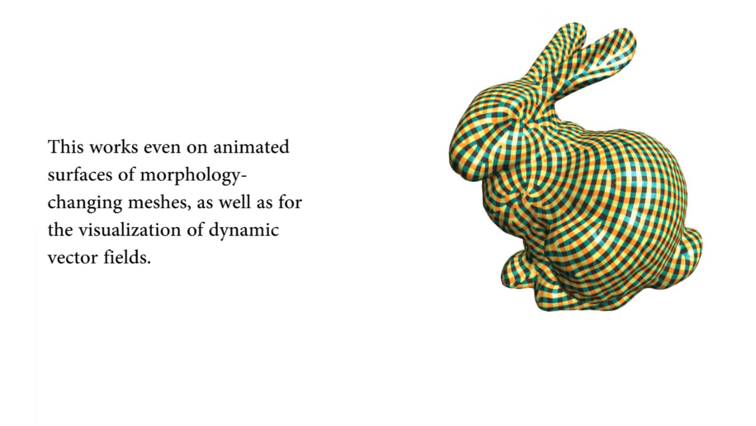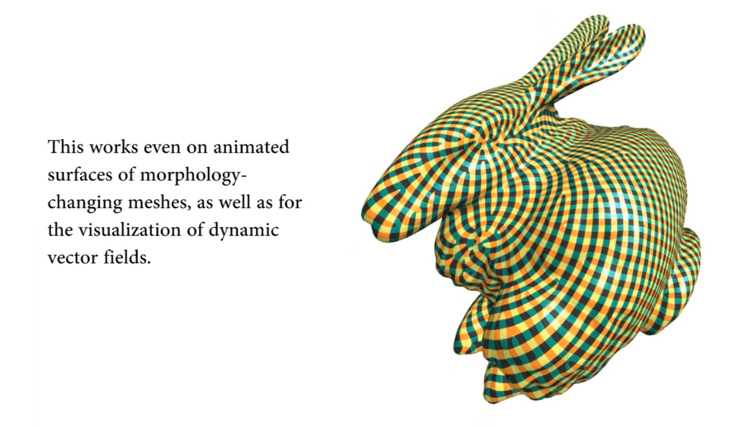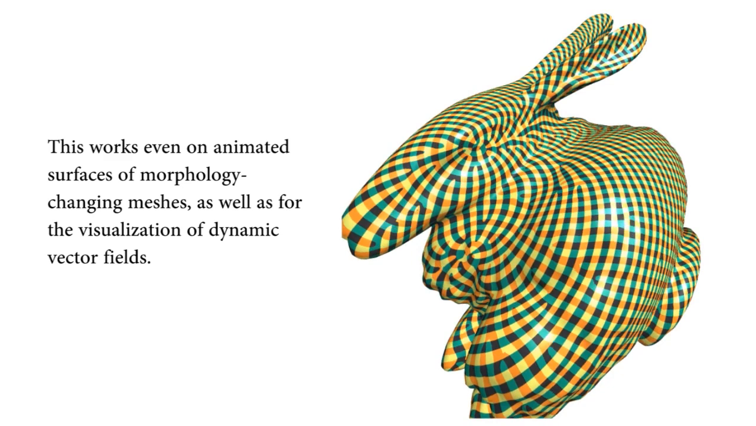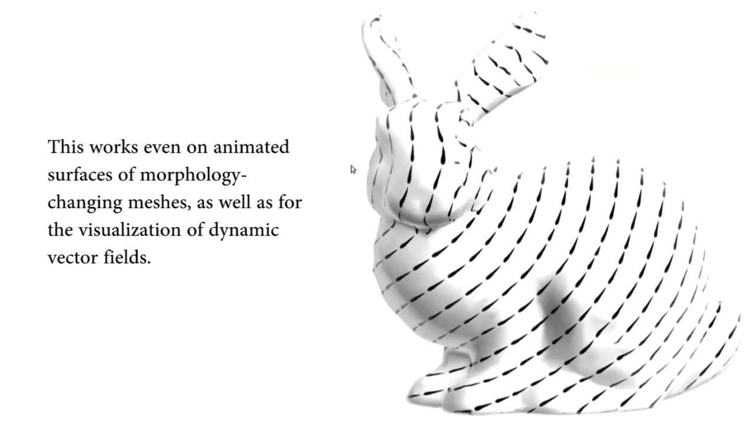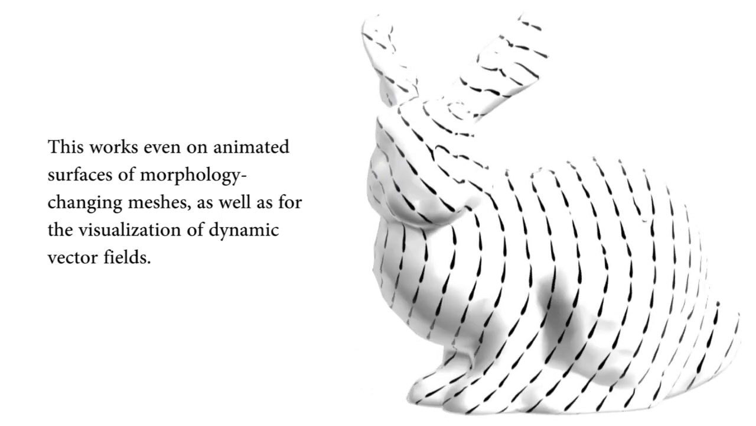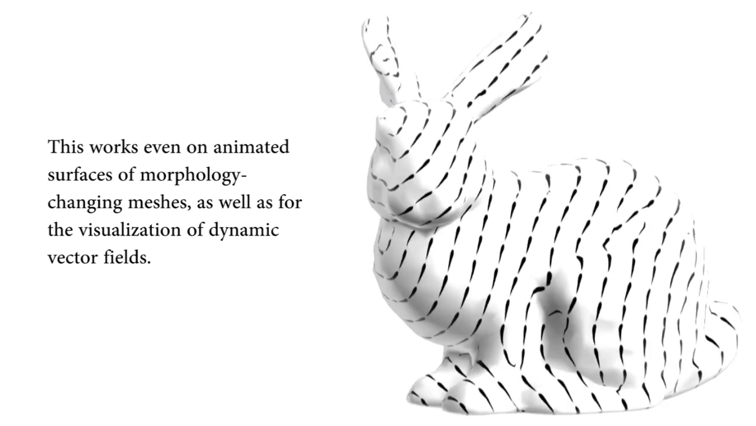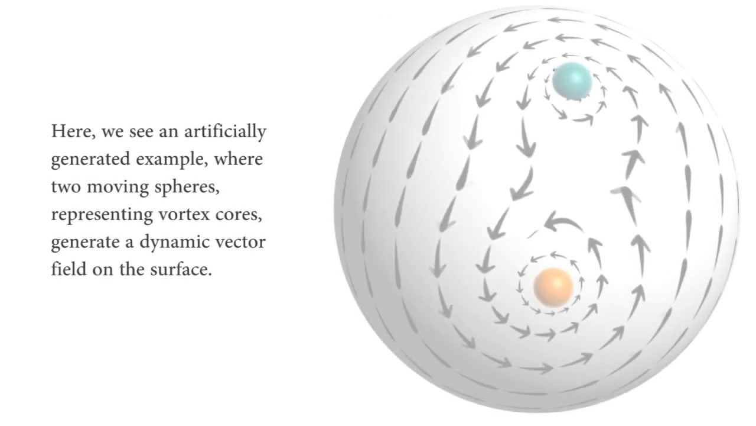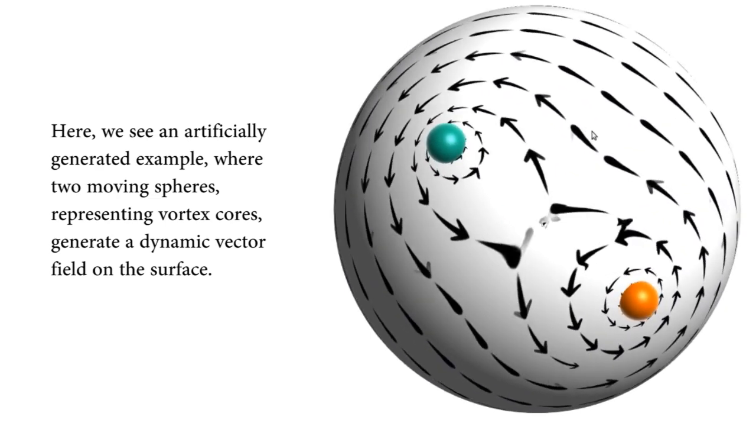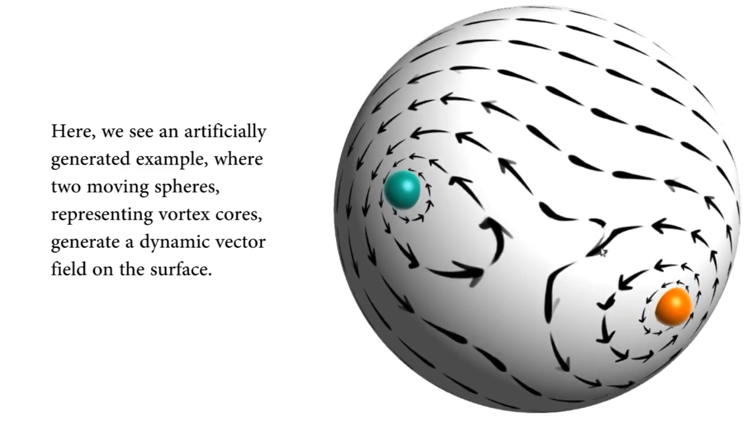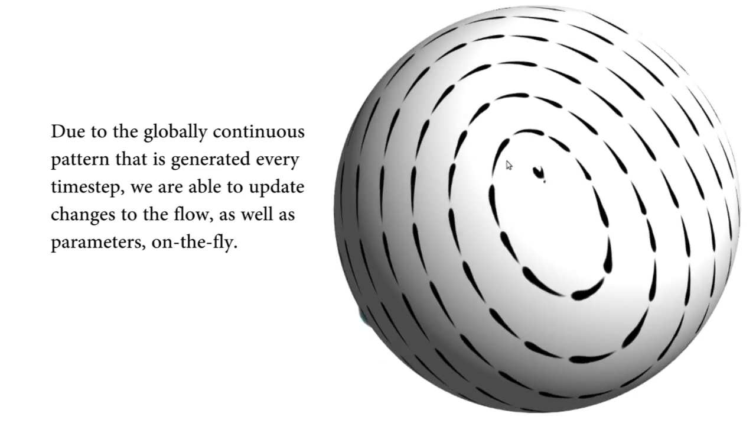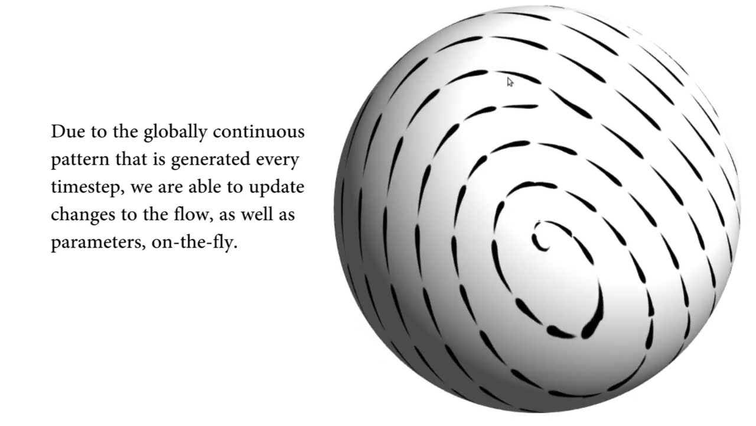This works even on animated surfaces of morphology-changing meshes, as well as for the visualization of dynamic vector fields. Here, we see an artificially generated example where two moving spheres representing vortex cores generate a dynamic vector field on the surface. Due to the globally continuous pattern that is generated every time step, we are able to update changes to the flow, as well as parameters, on the fly.